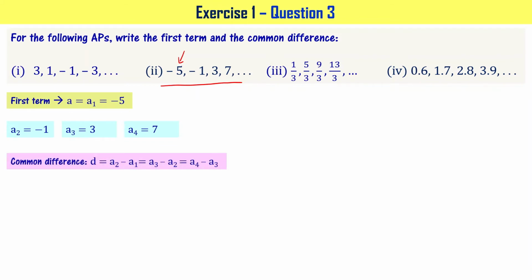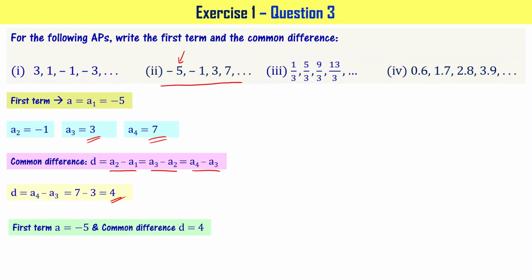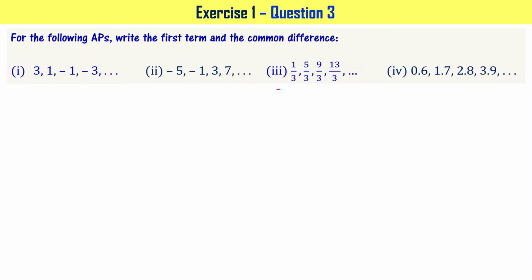We know common difference can be obtained as A2 minus A1 or A3 minus A2 or A4 minus A3. For the earlier problem, we have done A2 minus A1. Let's choose a different pair now. D equal to A4 minus A3. A4 is what? 7, and A3 is what? 3. Let's subtract 3 from 7 so that what you get is 4. So to answer the question, first term is minus 5 and the common difference is D equal to 4. Got it?